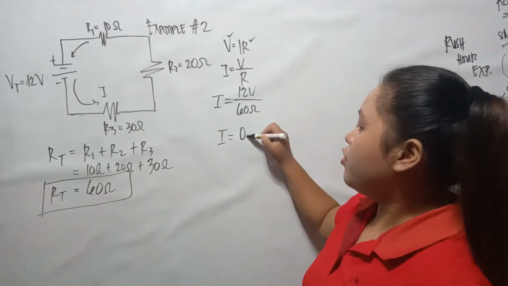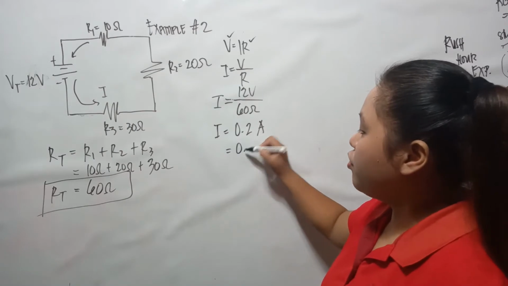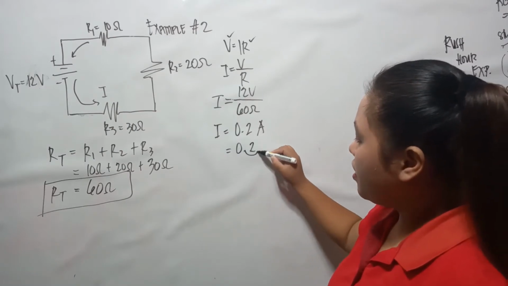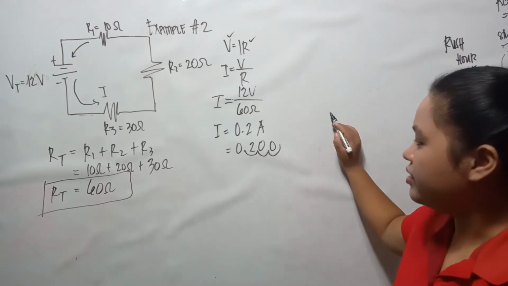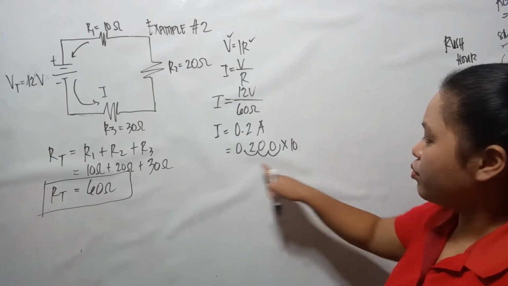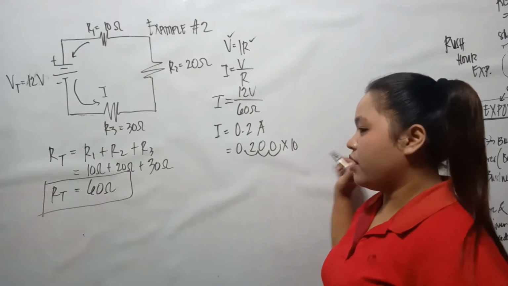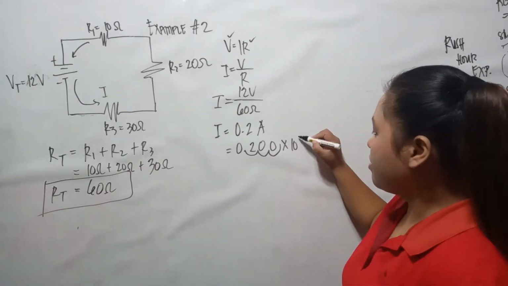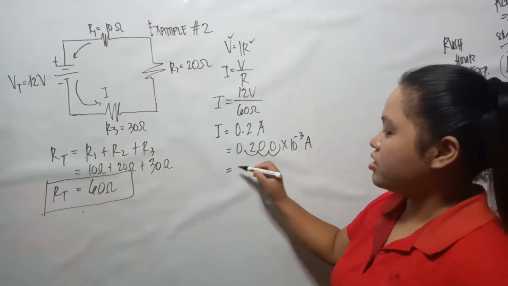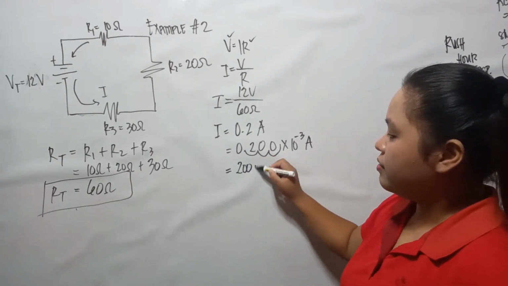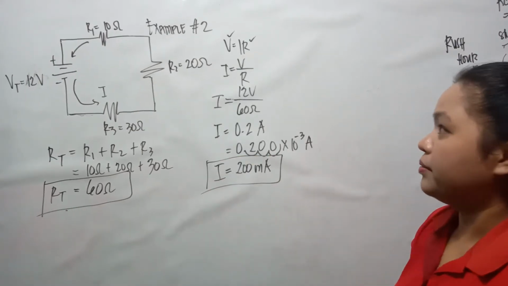So we have 0.2 ampere, and we can also denote it as 0.2 and then move the decimal 3 places. So we have now 200 times 10. The decimal moves 3 places to the right, so we have times 10 to the negative 3 ampere, which is also equal to 200 milliampere. So current is equal to 200 milliampere.